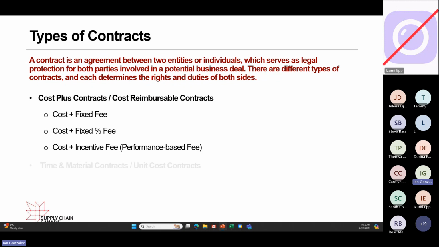All right. Then you have another kind of contract called time and material contracts. Sometimes some people call them unit cost contracts. And then you have lump sum contracts. Okay, let's define them clearly before I show you how to look at these with a strategic lens.